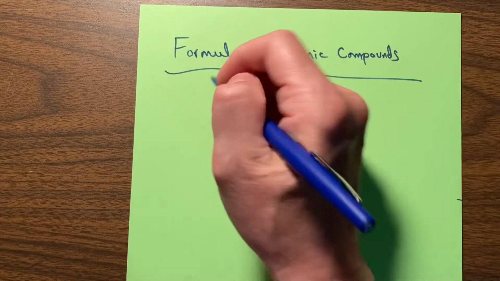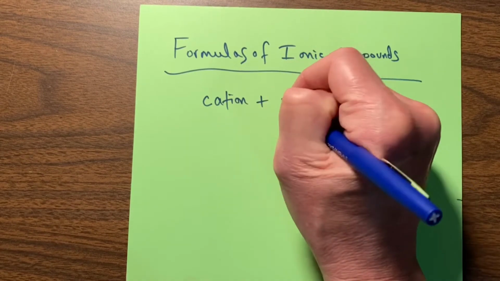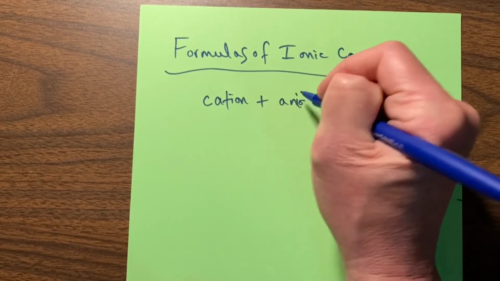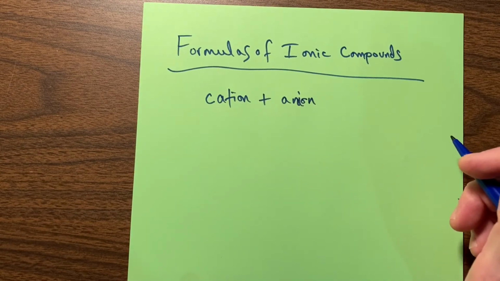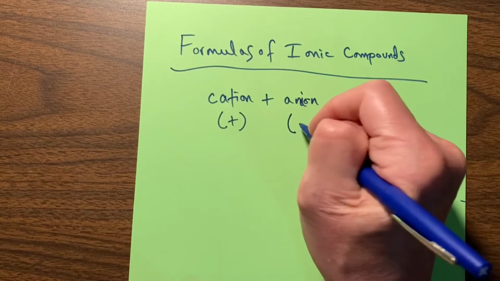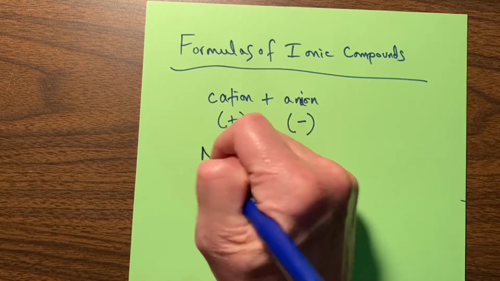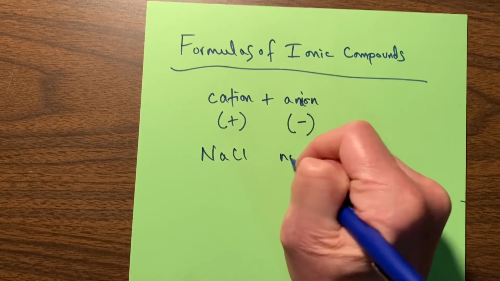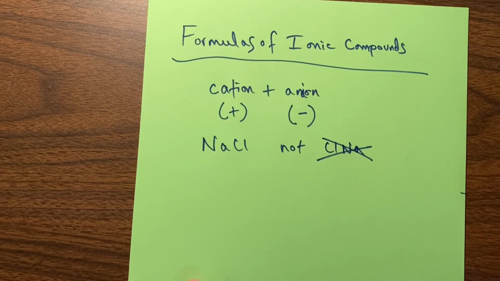You list the cation first, so it's always cation plus anion, A-N-I-O-N. Now, I don't think I've clarified what a cation is. That's just a positive charge, and an anion is a negative charge. So we write NaCl and not ClNa. It's always the metal first.